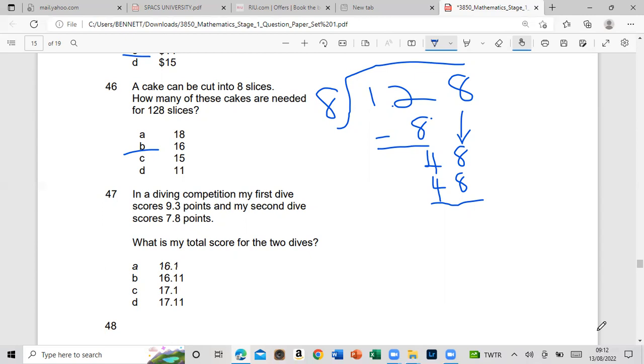Sir, I got 17.1. Why couldn't it be 17.11? Sir, because 9.3 plus 7.8 is not 17.11. All right, very good. So let's add it. So it's 9.3 plus 7.8. 3 and 8, 11. However, we have to carry 1 over here. What about the decimal point? So 9 plus 1, 10 plus 7, 17.1.